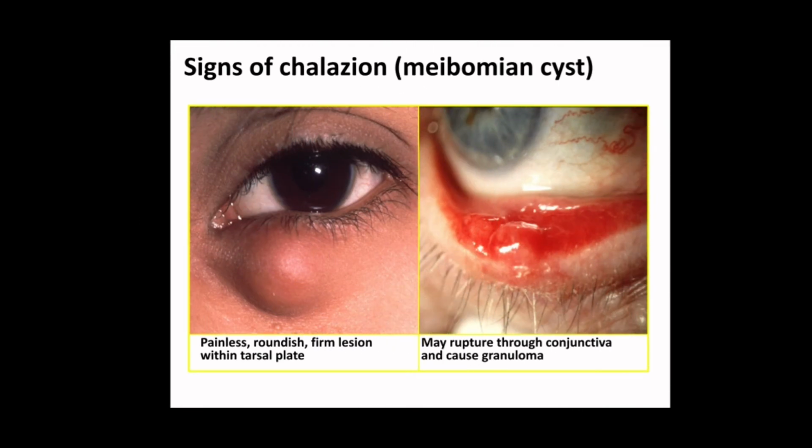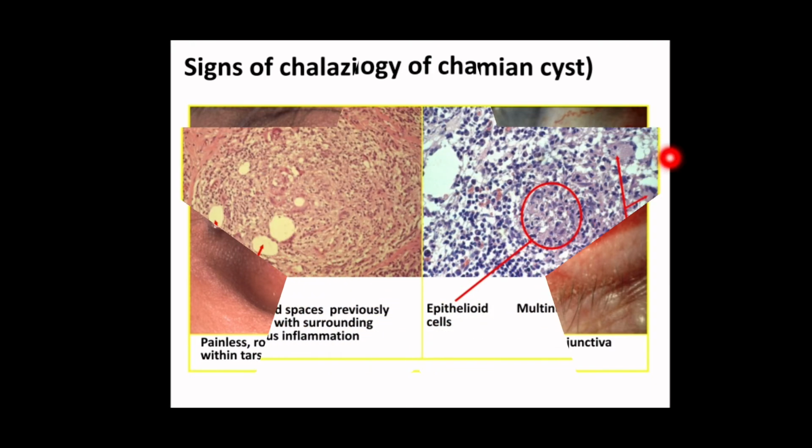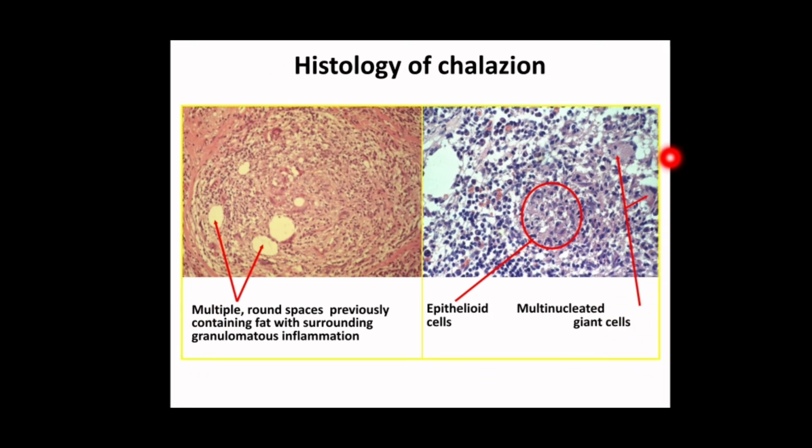In this picture you can see the signs of chalazion: a painless, roundish, firm lesion within the tarsal plate, which may rupture through the conjunctiva and cause granuloma. Histology of chalazion shows multiple round spaces previously containing fat with surrounding granulomatous inflammation. Epithelioid cells and multinucleated giant cells are also seen.